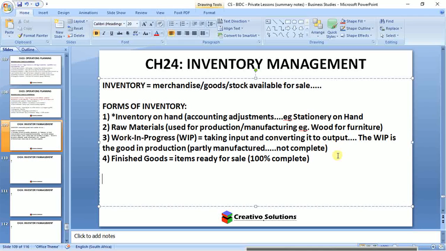So there's a few things they've discussed here in terms of why inventory management is important. So let's put a note here: reasons for having good inventory management systems.